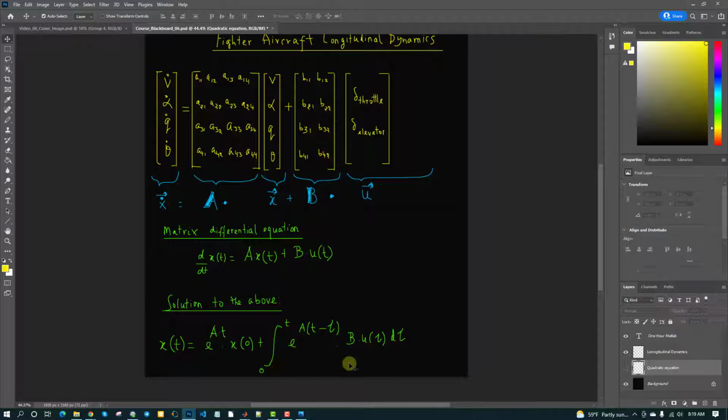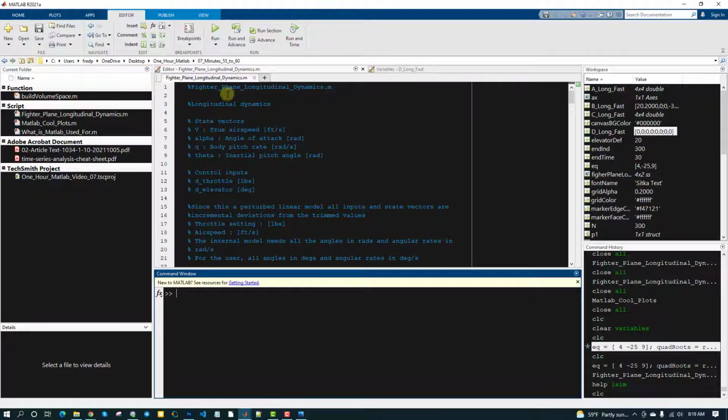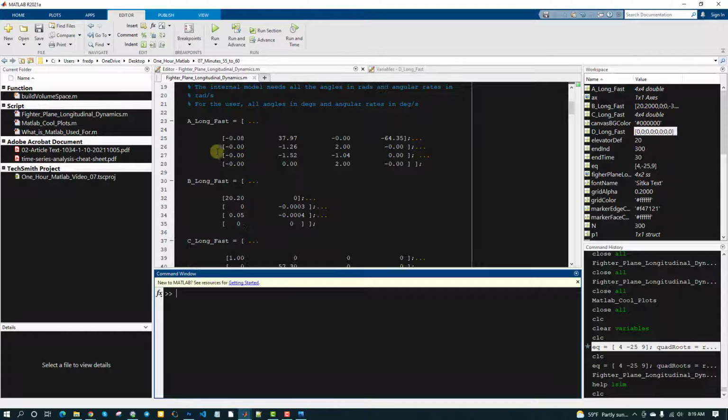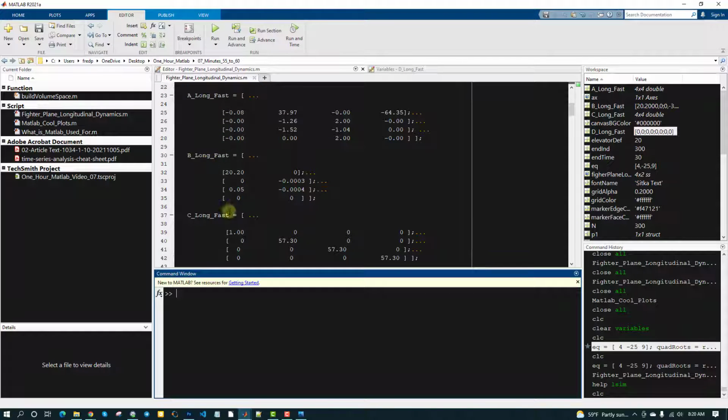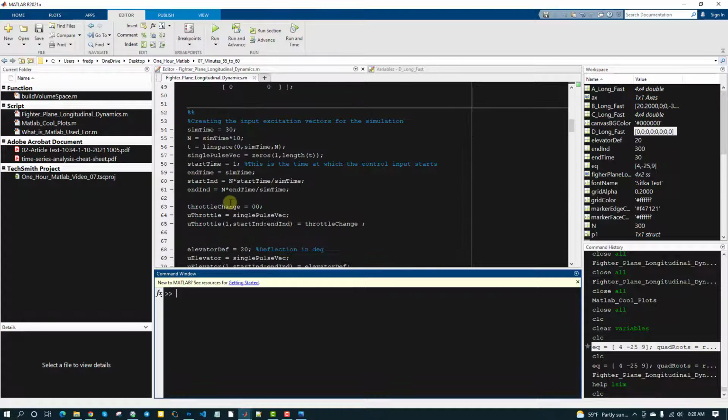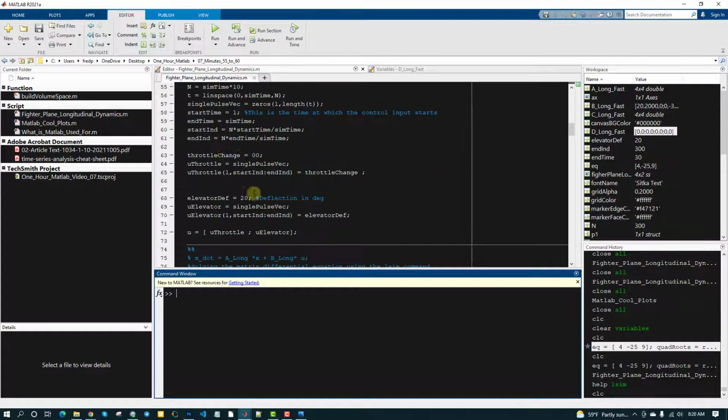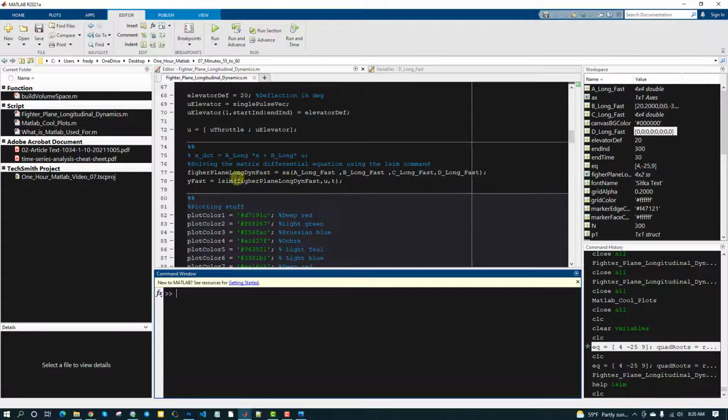So this is a fairly non-trivial problem to set up and analyze, but getting the solution in MATLAB is really easy. Let me just show you. Open fighter plane longitudinal dynamics.m, and these are the matrices that I talked about, A, B, and C, D matrices, and this is all plotting stuff. Just ignore the main stuff here. The gist of the solution actually happens in these two lines.